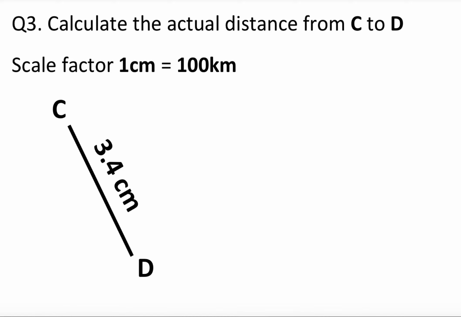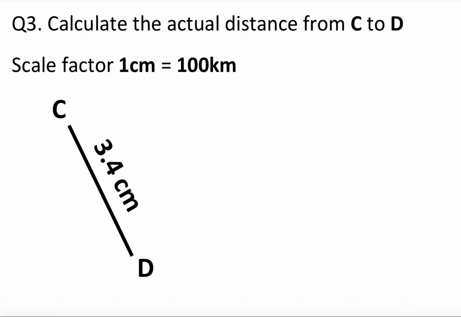Calculate the actual distance from C to D. Question 3. Scale factor of 1 centimetre equals 100 kilometres. That means if you've got a map and you look at a map in a book and it's 1 centimetre, that represents 100 kilometres in the real world. So we've got a line here, it says C to D, and it's 3.4 centimetres.